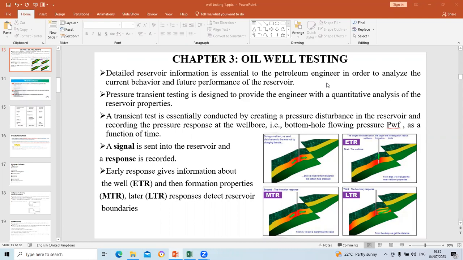All right. So well testing is one of the procedures that the industry uses to determine the physical properties of the reservoirs after a certain period of production. They have to determine the skin, the permeability, and other properties like the initial reservoir pressure and so many other things. But those are the key ones that have to be determined.